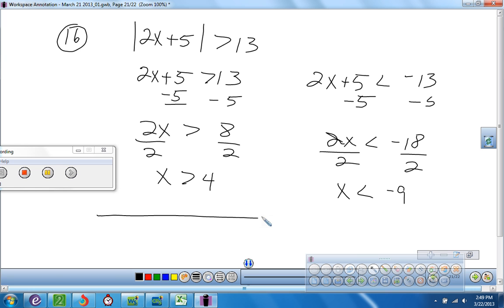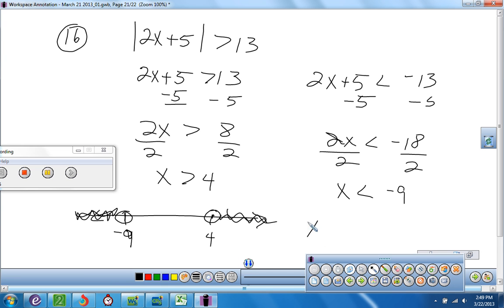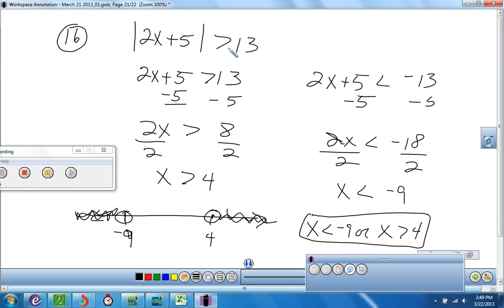Now, if we're graphing the answer on a number line, we take negative 9. Okay, it's going to be open again because there's no equal to part, and we would shade everything this way. So it's got to either be less than negative 9 or greater than 4. So open because there's no equal to, and shade this way. And so that would be our answer for this. And you may see it as x less than negative 9 or x greater than 4. So it's not an and, it's an or problem when you start out with greater than.